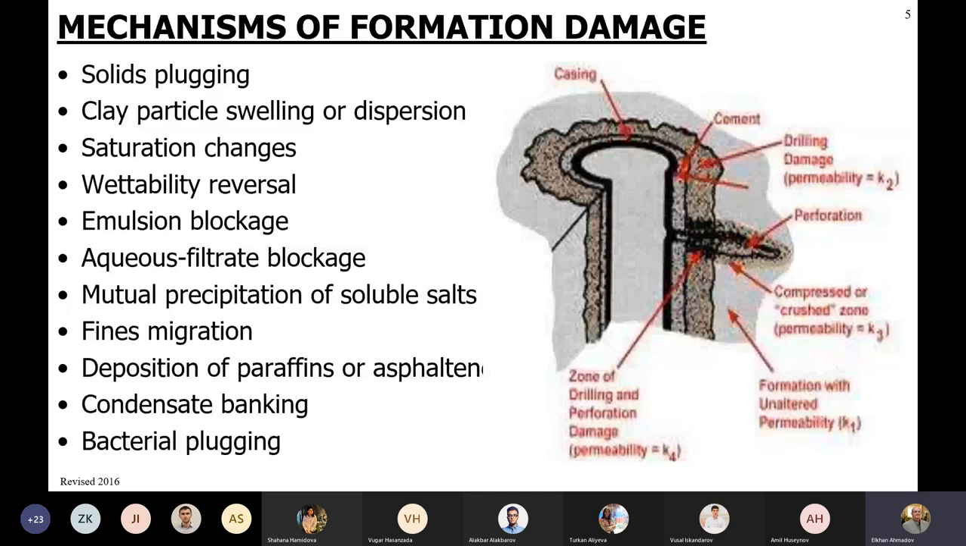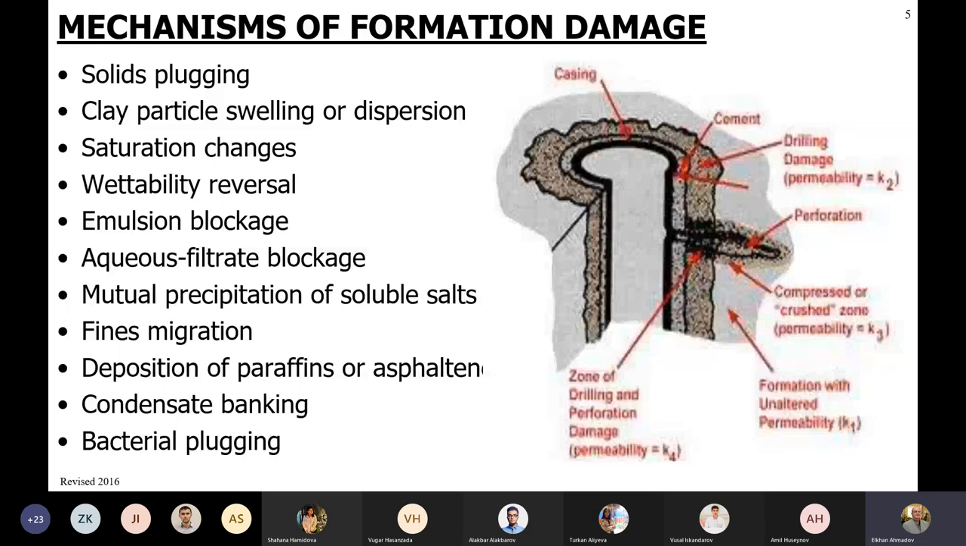Wettability change, again, when we use oil-based mud and we have a water-wet formation, this mud or some chemicals applied in the mud or the completion fluids may change the wettability of the formation. The changed wettability will also affect the relative permeability, and again the flow of the oil through the porous medium will be reduced.